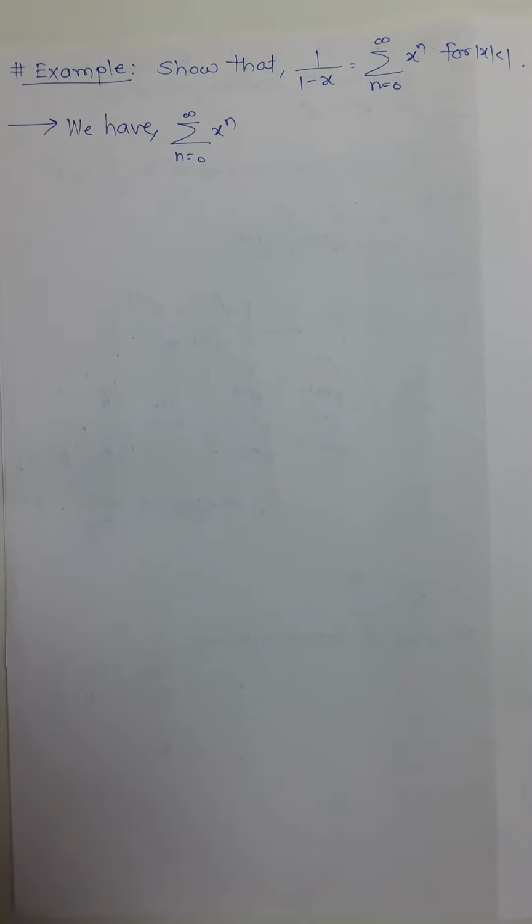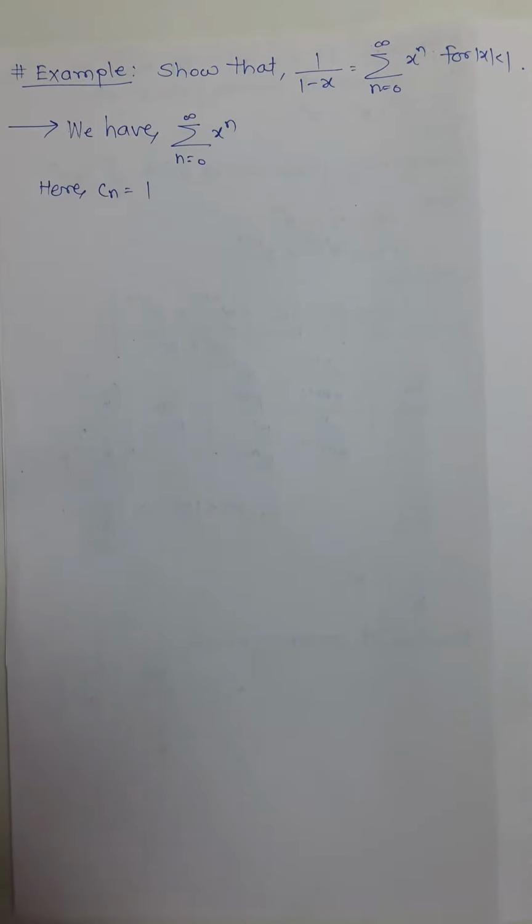So I wrote the series. After that, I will write the Cn. Cn means the coefficient of x raised to n. But see here, the coefficient of x raised to n is 1. So obviously Cn is equal to 1. After that, I will go for the radius of convergence.